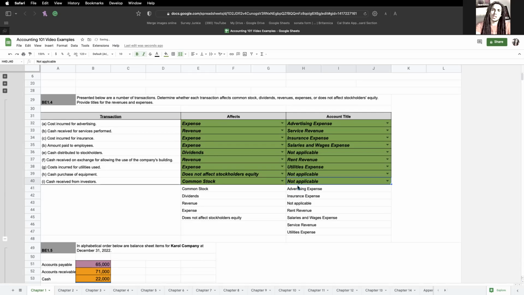The difference between common stock and revenue is that a revenue is earned by the company through services, through rent, through interest, and other forms of revenue. But common stock, that's the kind of cash that is given to them from investors. It was not earned, it was given. That's the difference.